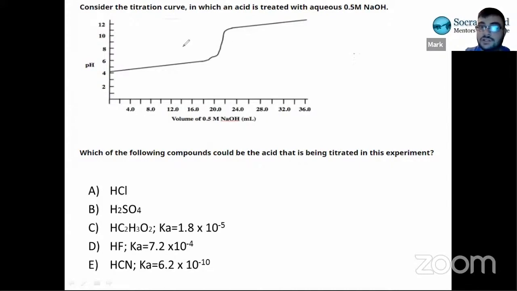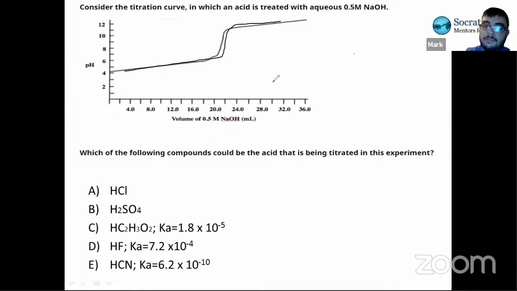If you consider the titration curve in which an acid is treated with a base, so again, titration, acid base, the acid is monoprotic, so it's only one H. Which defined compounds could be the acid that's being titrated? Well, this involves a lot of the knowledge that we talked about today. Again, it only has one curve, so it's monoprotic, right? It only has one protonation event.